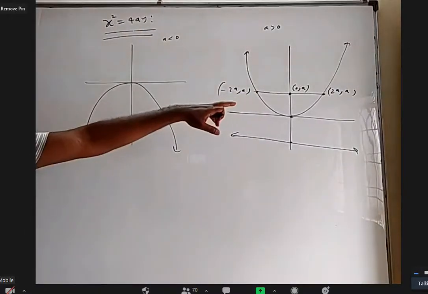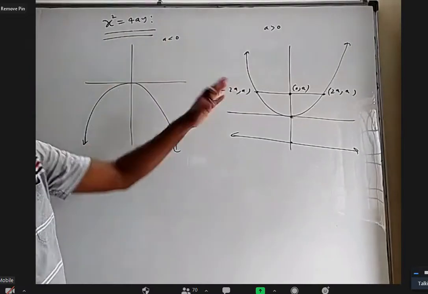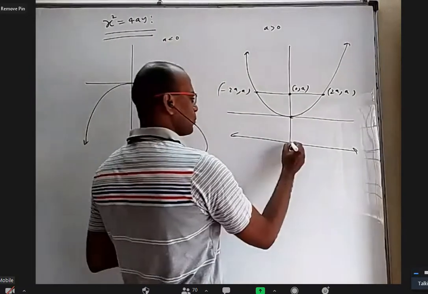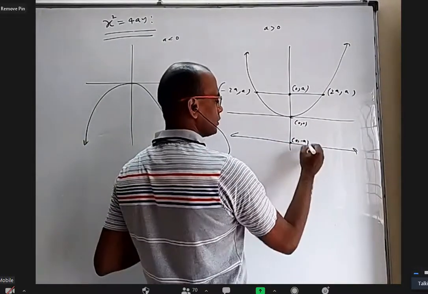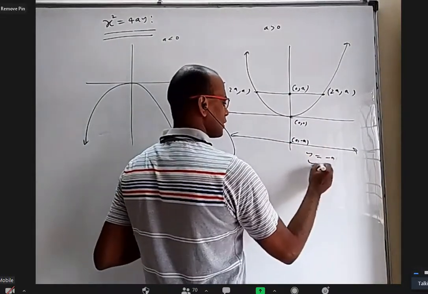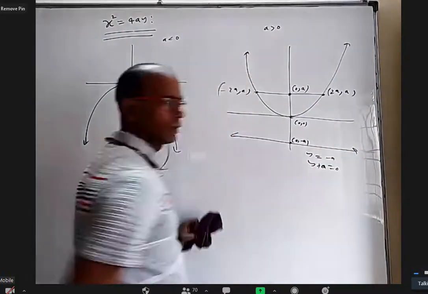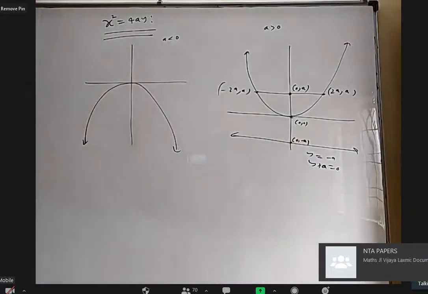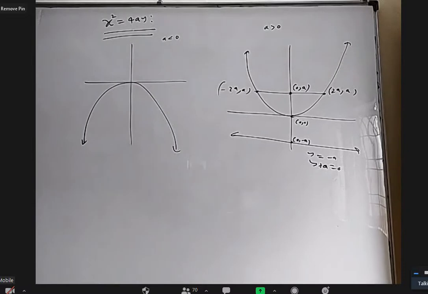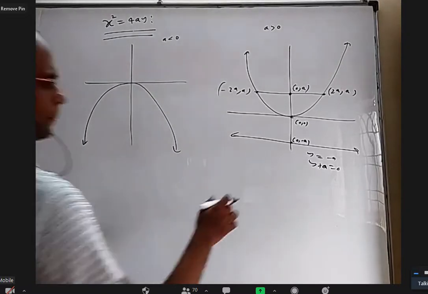In fact, you can substitute the y coordinate as a here, and x will come plus or minus 2a. This point is 0 comma minus a, this is 0 comma 0. This equation is y equal to minus a, or you can write y plus a equal to 0. The earlier directrix was what? x plus a equal to 0. And now the directrix is y plus a equal to 0. Simply x became y, that's all.